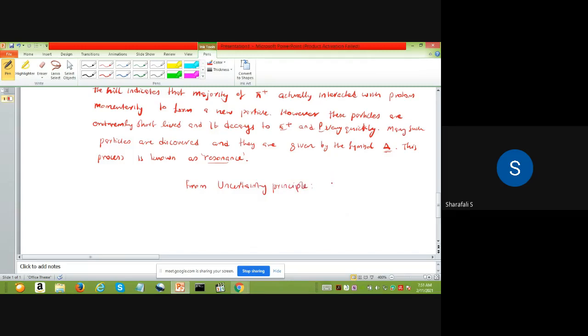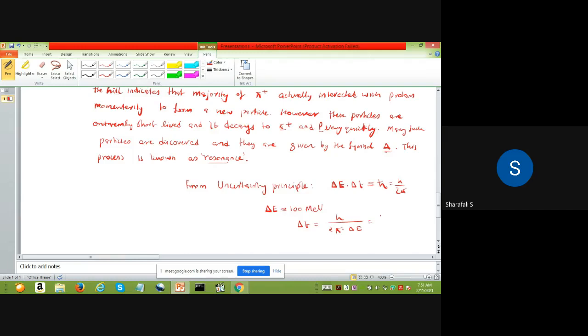From the uncertainty principle, ΔE·Δt, for calculation purposes we'll just make it equal to ħ, h by 2π. So ΔE from that graph is around 100 MeV. Okay, so Δt will be equal to h by 2π times ΔE.